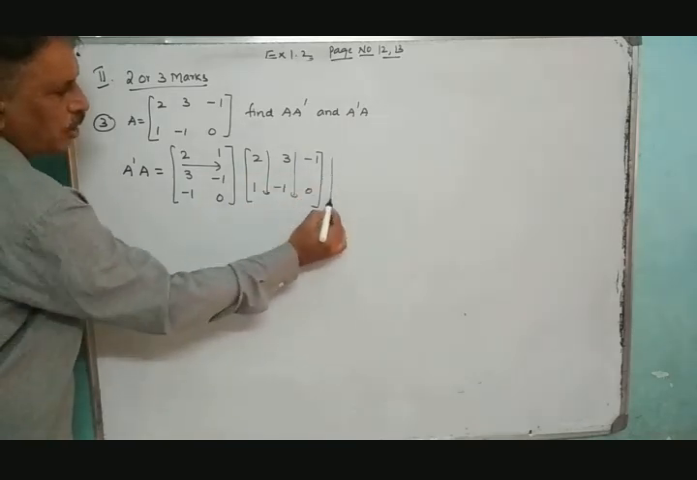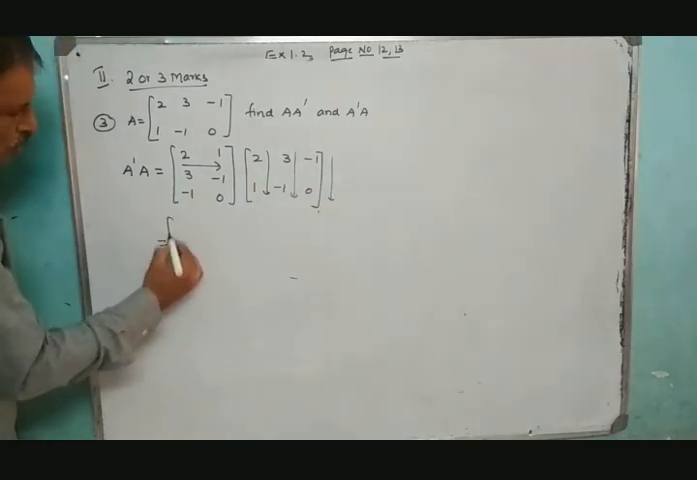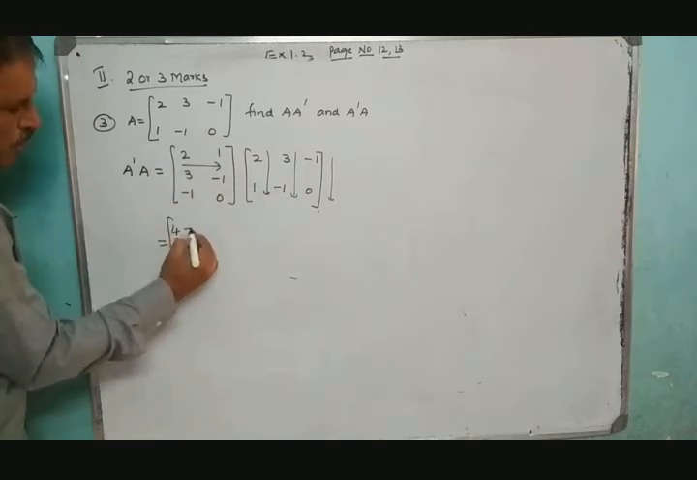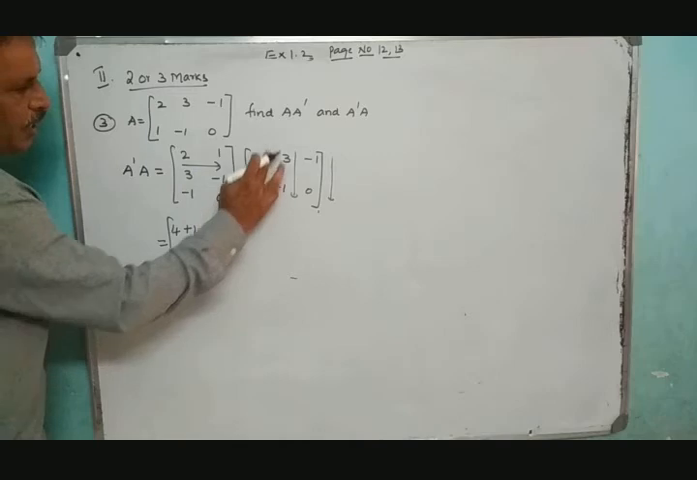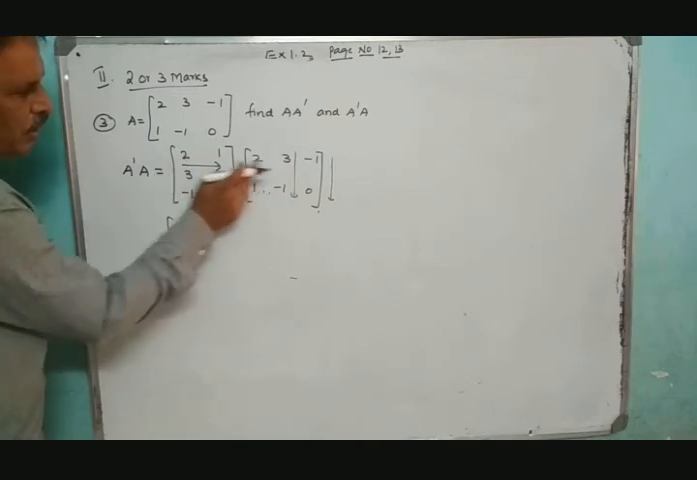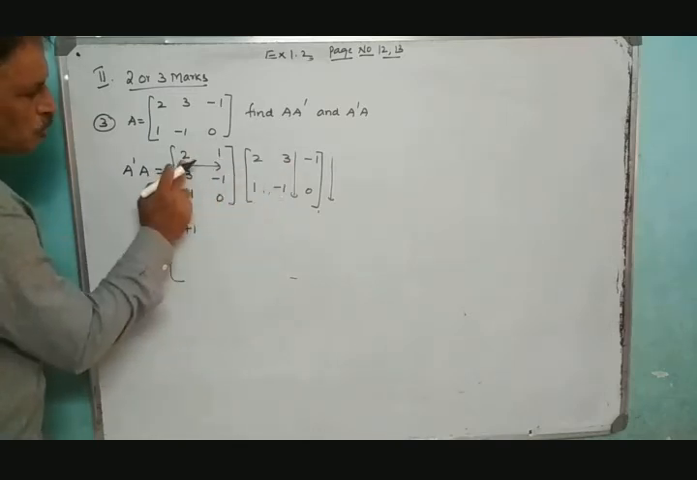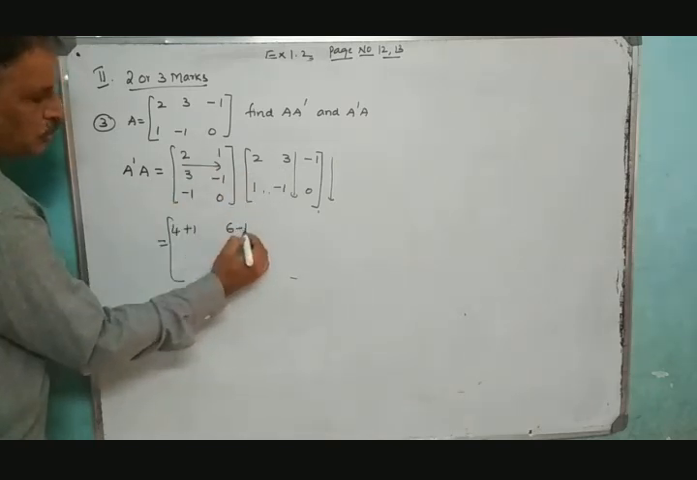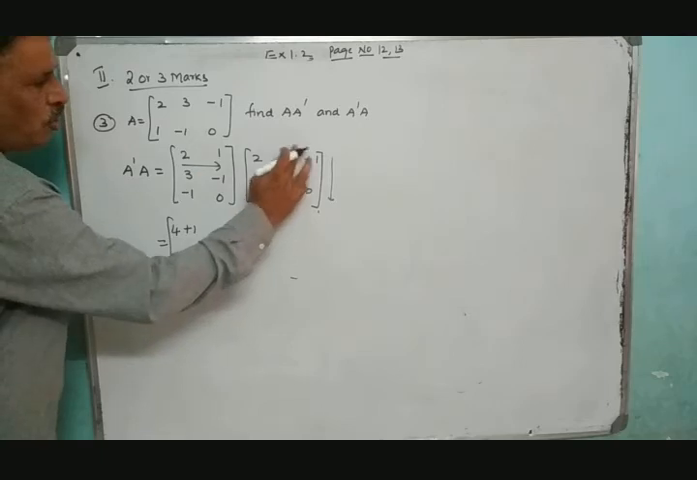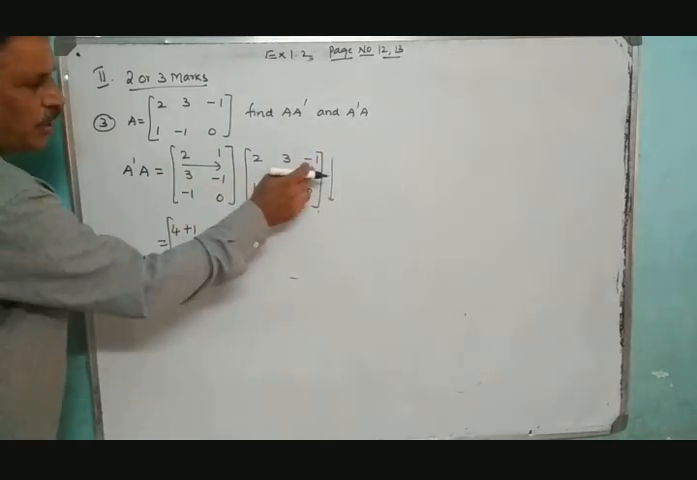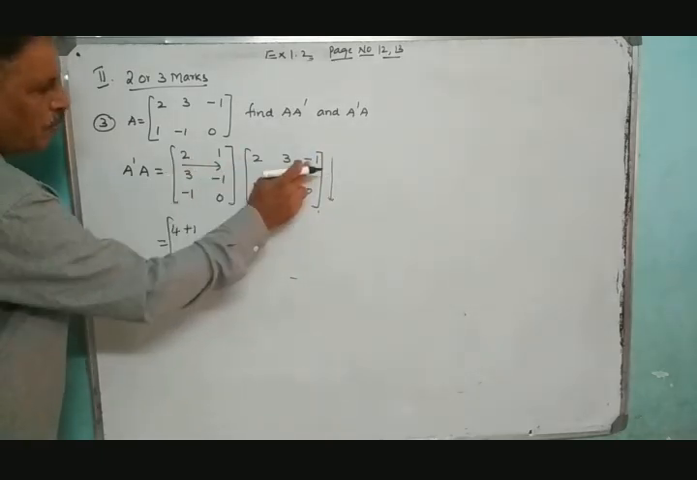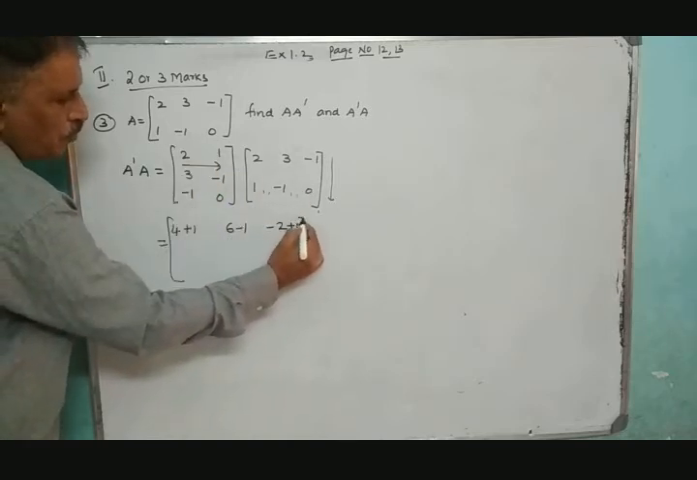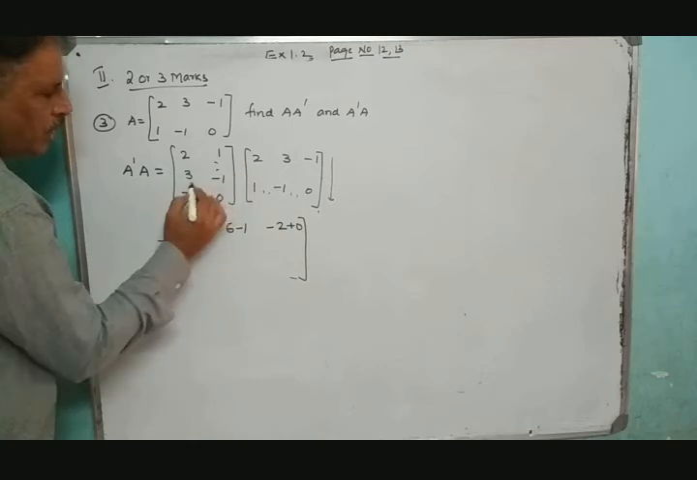Now first row, first column, second column, third column, we should multiply. So 2 2s are 4. 1 into 1, 1 plus 1. Okay, and for 2 the corresponding element is 3. For 1 it is minus 1. So 2 into 3, 6. Plus into minus, minus 1. Again, first row, third column. For 2 the corresponding element is minus 1. Plus into minus, minus 2. Plus 0.